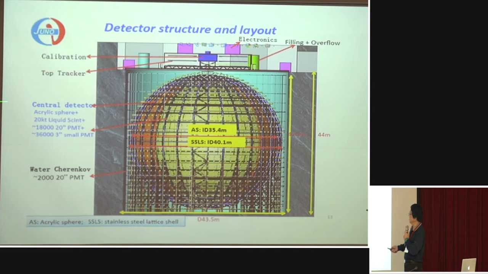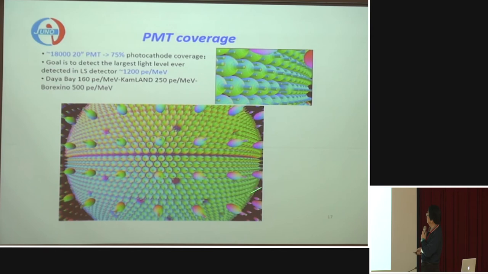So that gives us roughly 20 kiloton liquid scintillator, and we need about 18,000 20-inch PMTs, plus we can put in between those 20-inch PMTs roughly 36,000 3-inch small PMTs. We call it double calorimetry, to help improve the measurement. And everything will be immersed in the water. It's a water Cherenkov veto. So this is the PMT coverage. You can see it's very dense. The goal is to get about 1,200 photoelectrons per MeV.